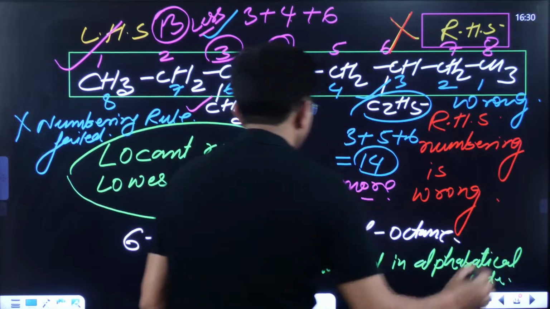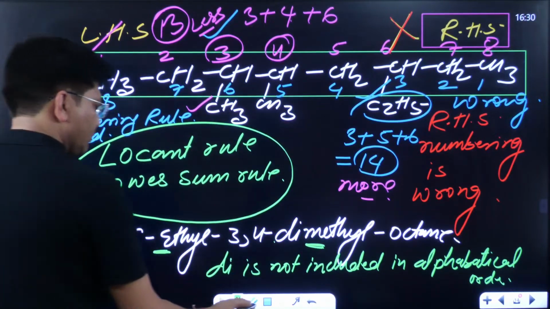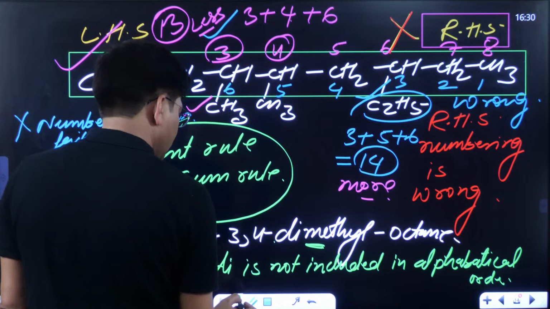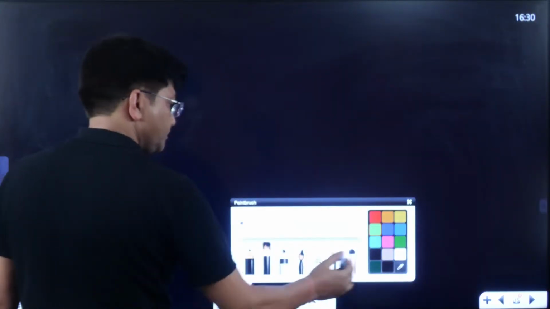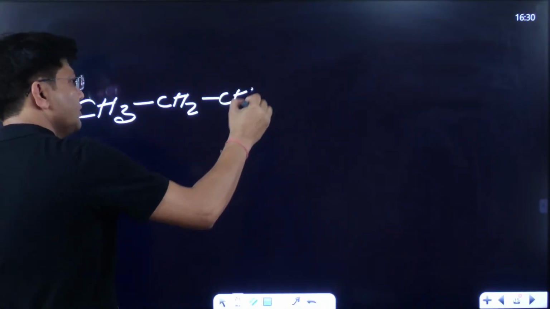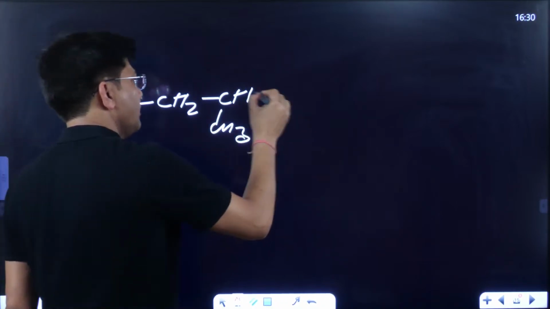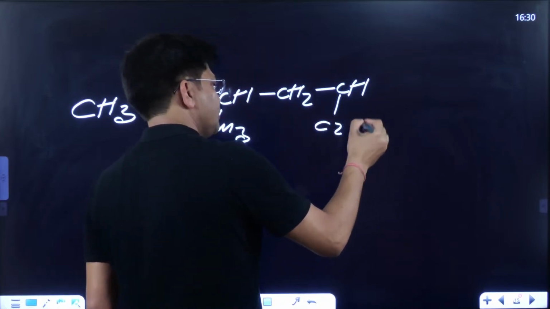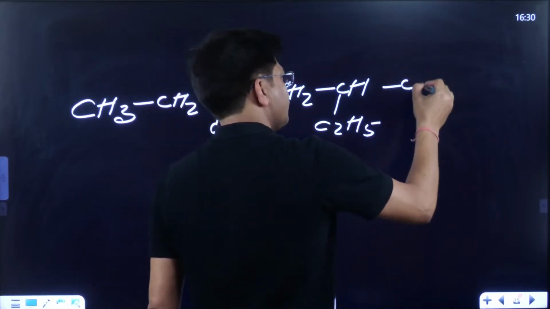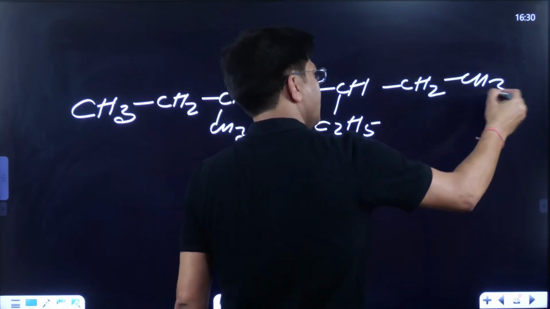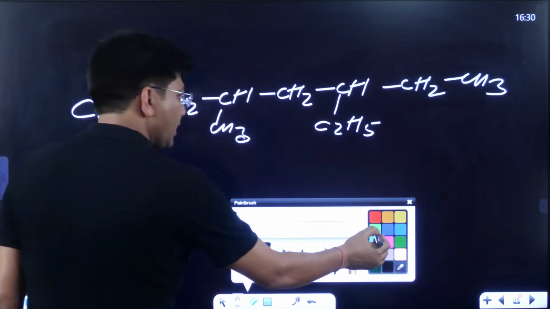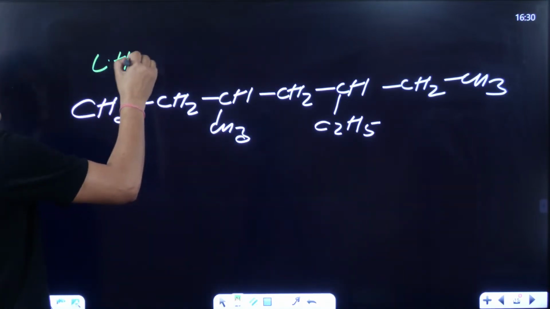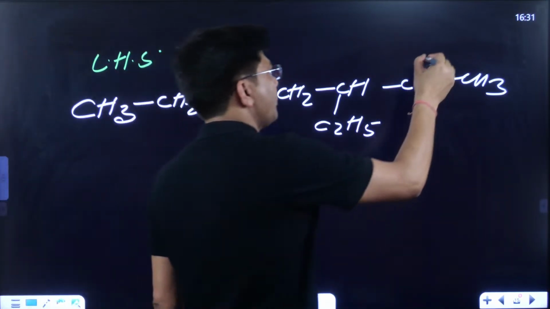Now kids, I am going to give you another question, that is a really awesome question. See to it. If I write down one compound like CH3, CH2, CH3, CH2, CH, C2H5, CH2, CH3. Now do let me know, will you do the numbering from the left-hand side or from the right-hand side?